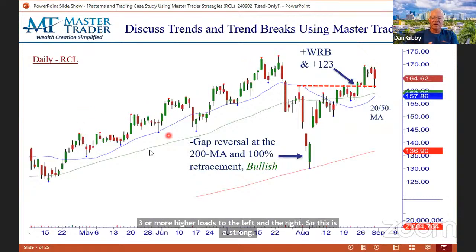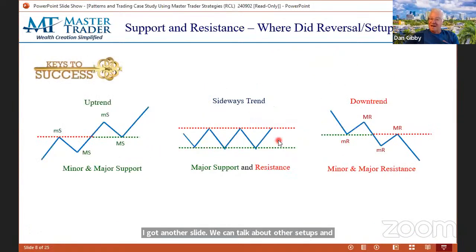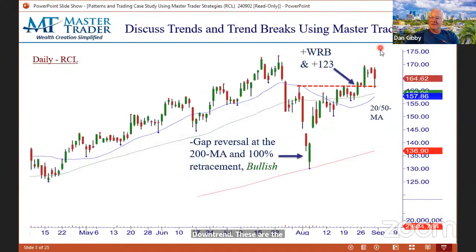We can talk about other setups and uptrends, but we're talking about this one. In sideways trends, 3 or more is major support, major resistance. Downtrend, these are the red dots, major pivot highs. So where did this setup occur?